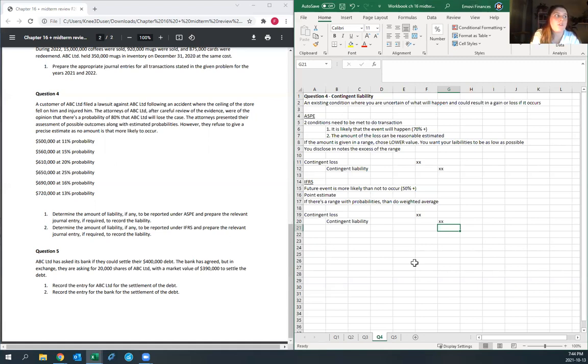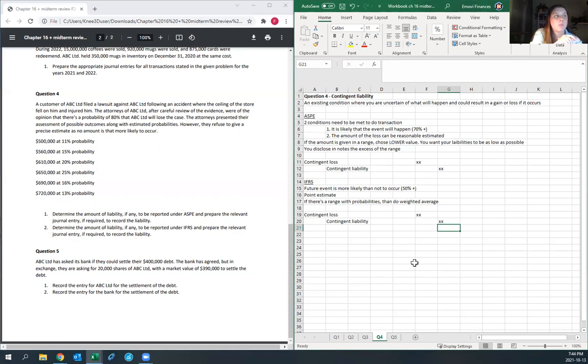ASPE and IFRS have different criteria as to if you should account for it or not at the end of the year. For ASPE, there should be 2 conditions for sure that need to be met. So it's likely that the event is going to happen. So it's 70% if you want to put in numbers. And that the amount of the loss can be reasonably estimated. So that means that in the problem, they should give you a number or a range, or it should say, okay, we think that it's going to be this amount.